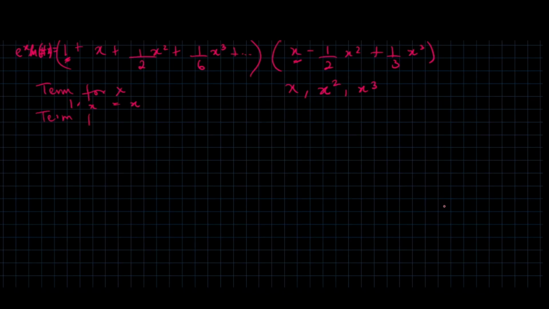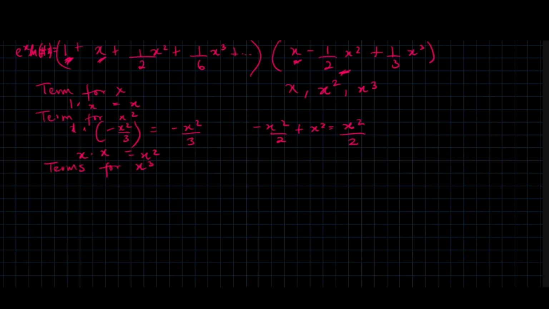For the term of x squared, the only two values that can do that is this and this, as well as this and this. So just going to write it out: 1 times minus x squared over 2, and x times x gives x squared. You can simply add them up. So this will be x squared minus x squared over 2, which equals x squared over 2 again. And then for the terms that give you x cubed, it's going to be 1 times x cubed over 3.